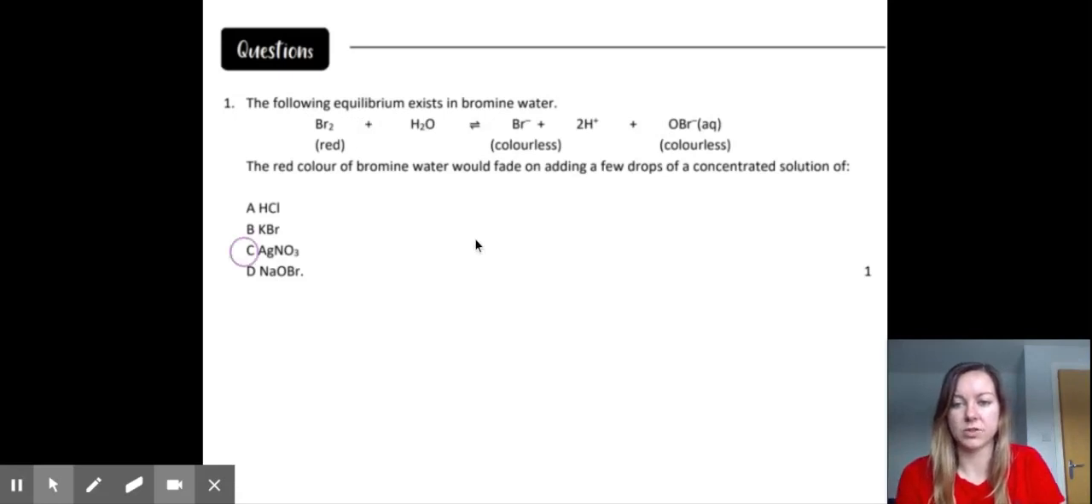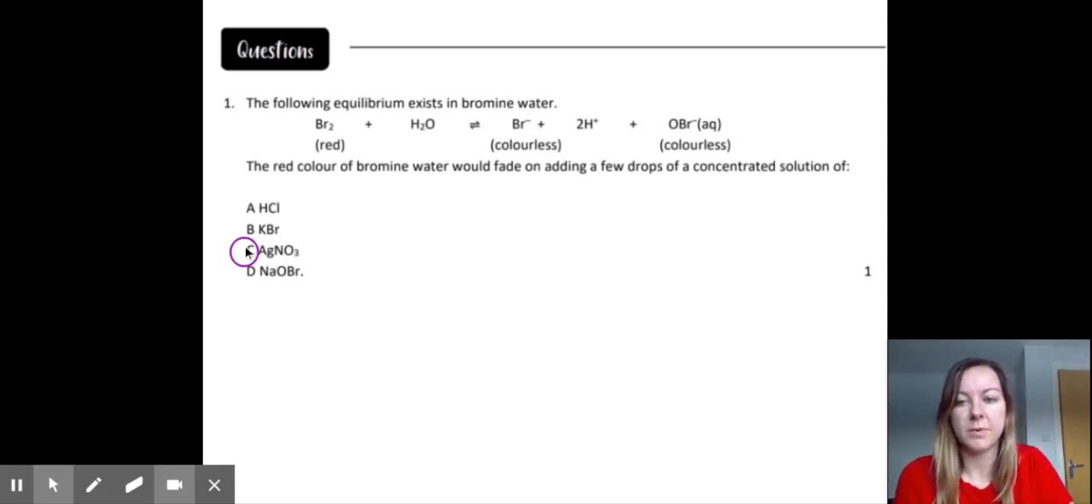That leaves the answer to be C, which is silver nitrate. And this is one of the more tricky examples in equilibrium, because what is going to happen here is the silver is going to react with the bromide ion to form silver bromide. And if you look that up in your data booklet, it is insoluble.